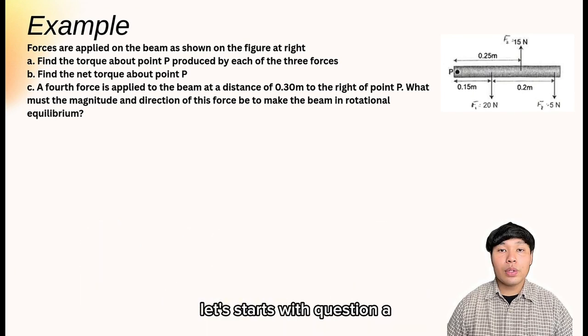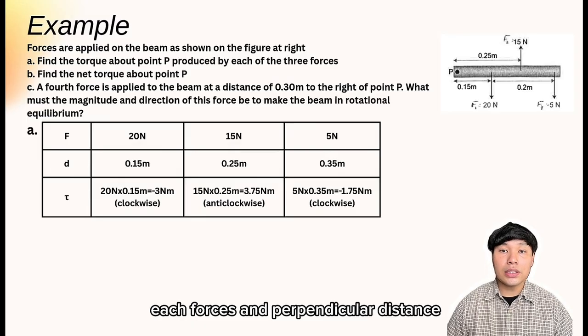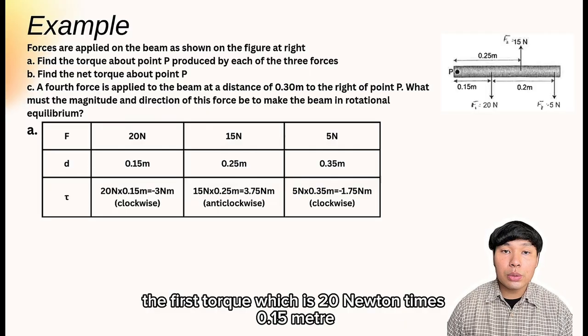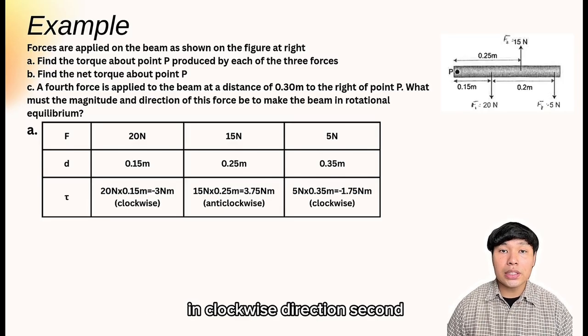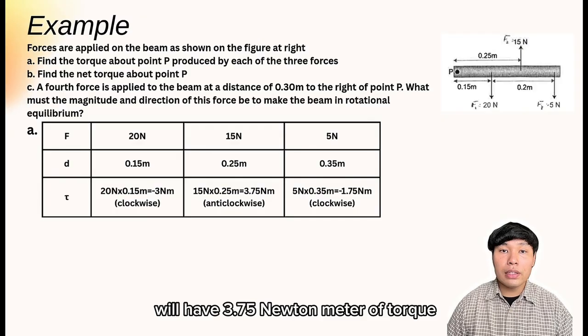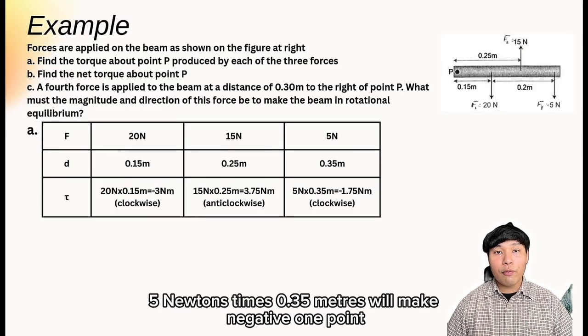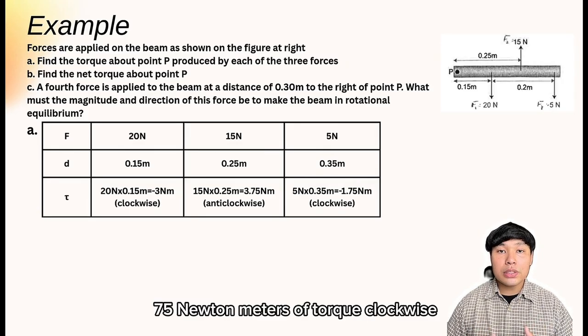Let's start with question A. It is easier to list out each force and perpendicular distance in a table so that we can find each torque. The first torque, which is 20 newtons times 0.15 meter, will produce negative 3 newton meters of torque in the clockwise direction. Second, 50 newtons times 0.25 meter will have 3.75 newton meters of torque in the anti-clockwise direction. And lastly, 5 newtons times 0.35 meter will make negative 1.75 newton meters of torque, clockwise.